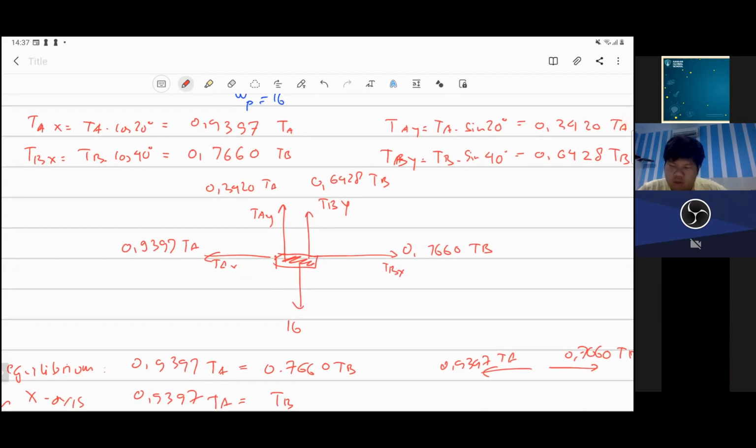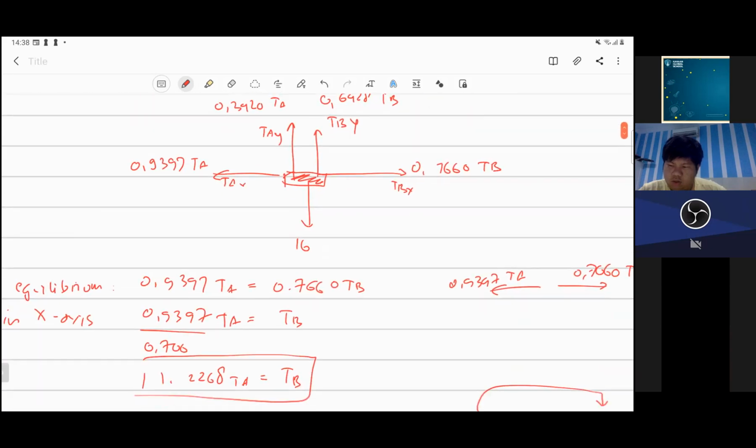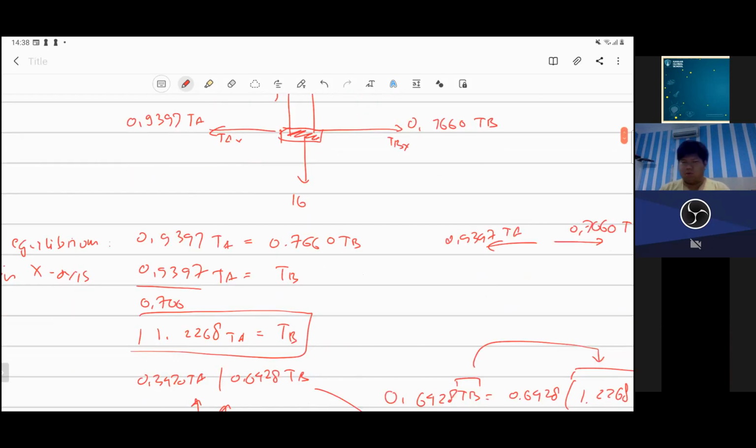Equilibrium means we know left equals right and up equals down. In this case, let's take the left and right because it's going to simplify things. Once we see this here, we can find TB in terms of TA. This is going to be very useful as we go into the vertical axis. Now, I'm sketching here the vertical axis.